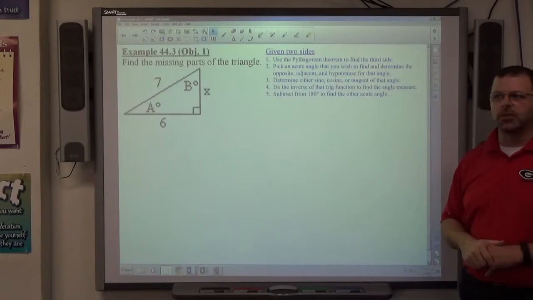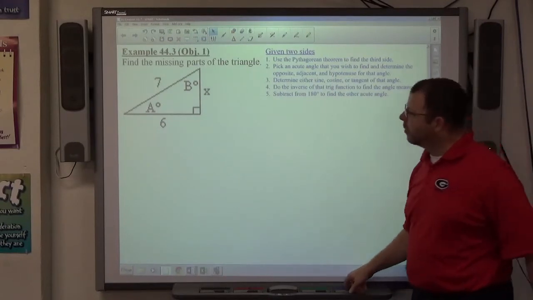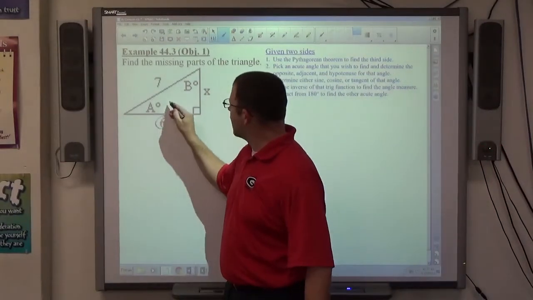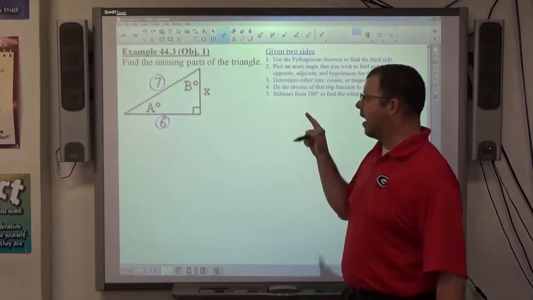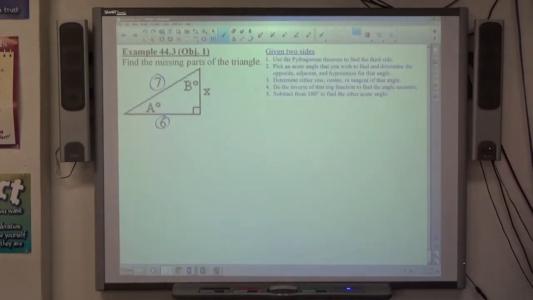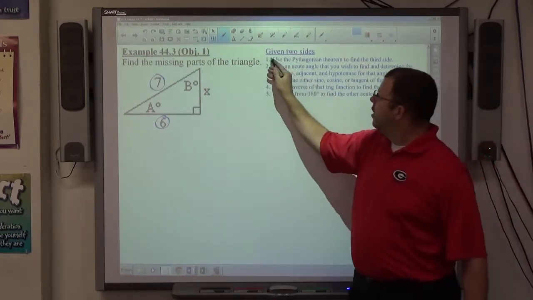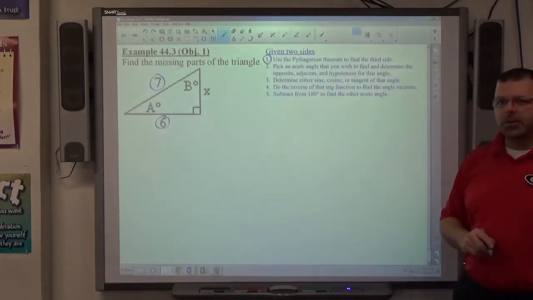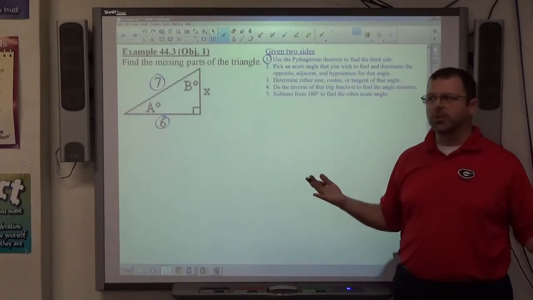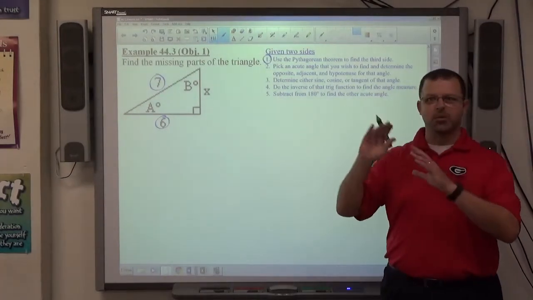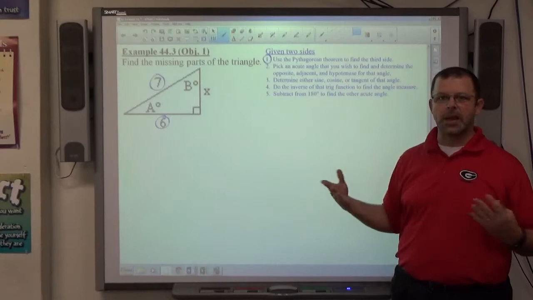So we're going to apply this technique now. Okay? So I know side 6, I know side 7, and I do not know x or a or b. So I don't know both angles and I don't know that missing side. So step 1, use the Pythagorean theorem to find the third side. Okay, it's a right triangle, so Pythagorean theorem's alive and well. Just because angles are thrown in there, a and b are thrown in there, Pythagorean theorem's still there.